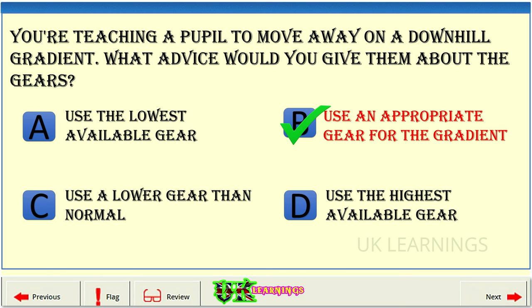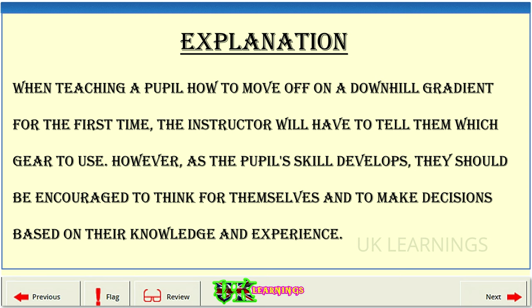Explanation. When teaching a pupil how to move off on a downhill gradient for the first time, the instructor will have to tell them which gear to use. However, as the pupil's skill develops, they should be encouraged to think for themselves and to make decisions based on their knowledge and experience.